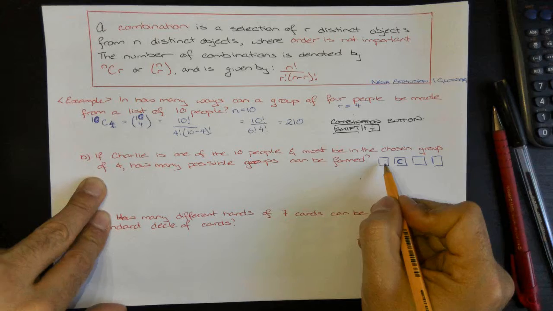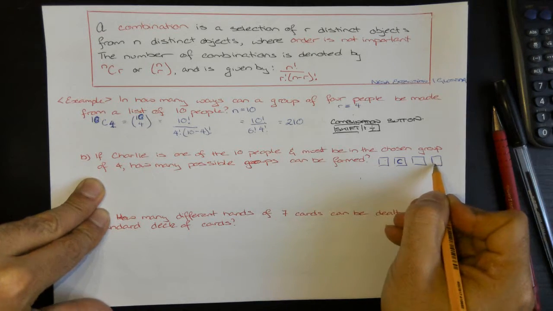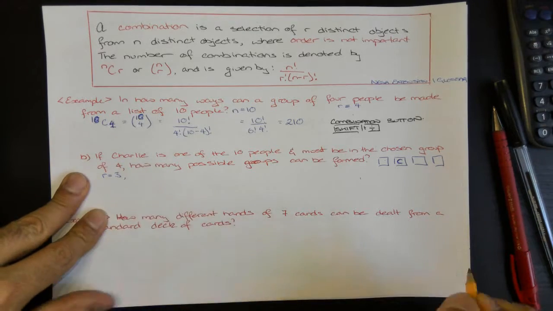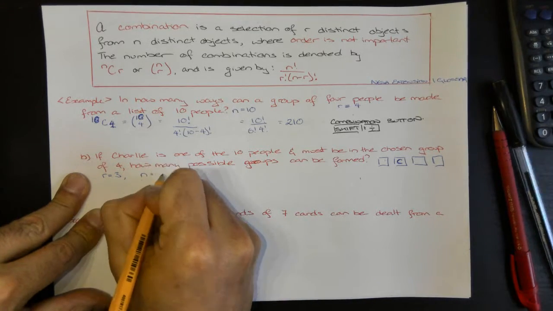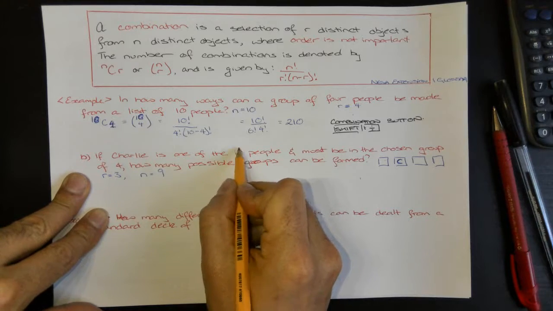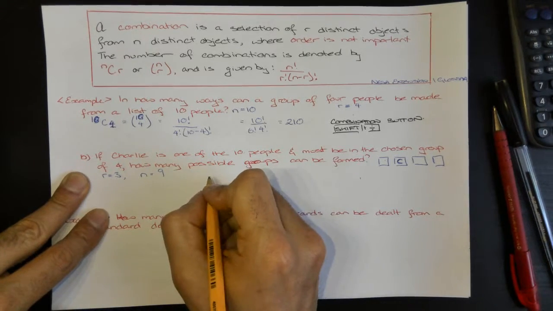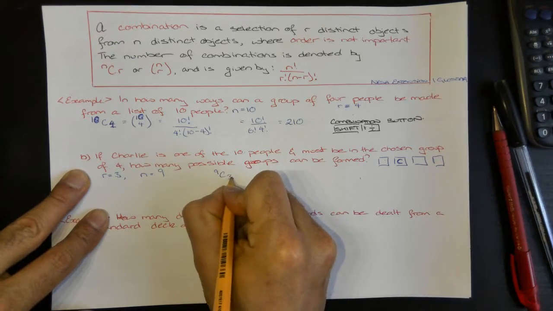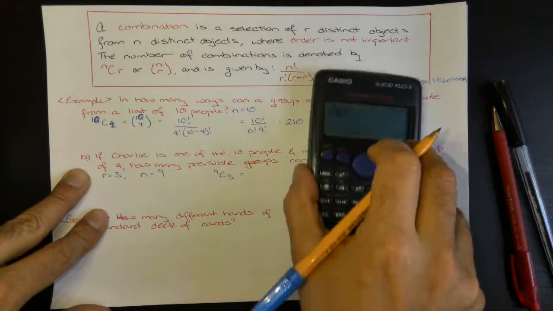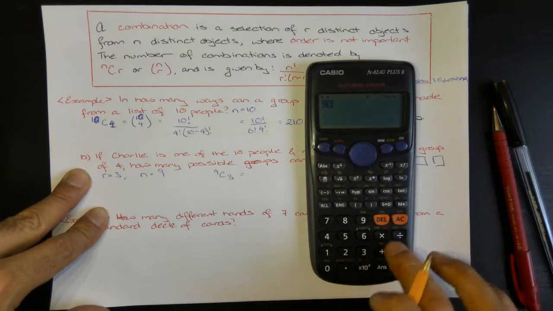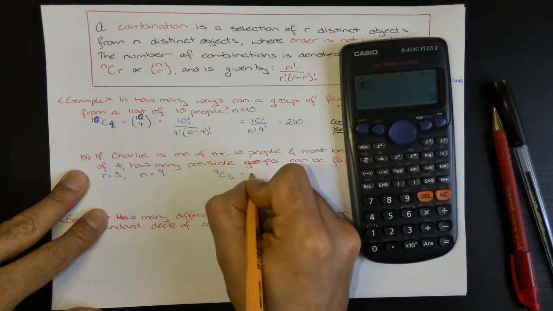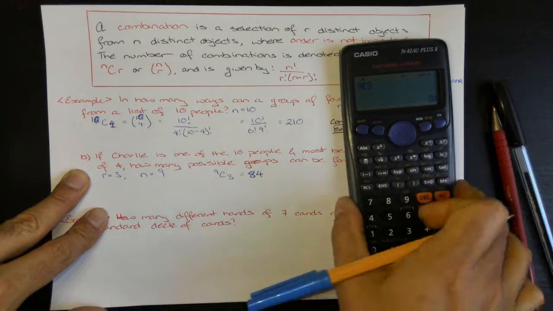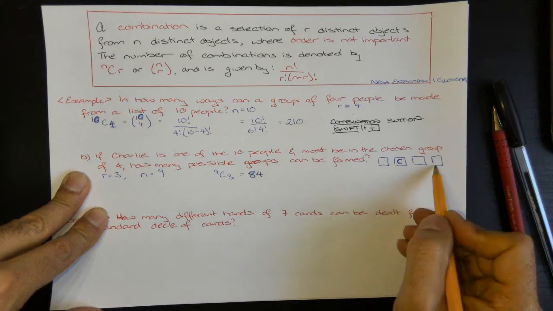So really we want 3 people. So now the r becomes 3 and the n becomes 9 because Charlie is one of the 10 people. So what we want to do is find out what is 9 choose 3. We plug that into the calculator. 9 choose 3, we get 84. So there's 84 combinations where Charlie is one of the people in the group of 4.